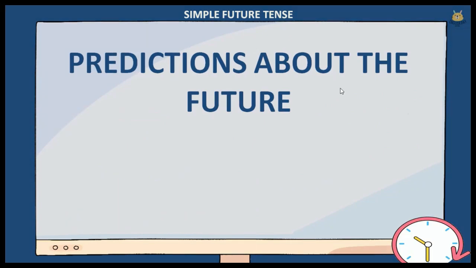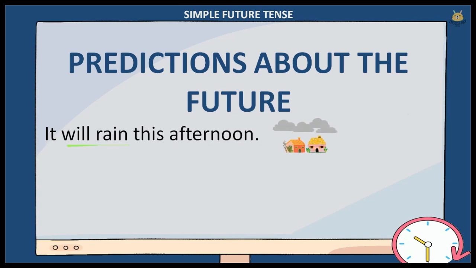And next, we can use the simple future tense to talk about predictions about the future. Let's have our first example. It will rain this afternoon. So when we make predictions, especially about weather, we have a basis. For example, it's still early in the morning, and it's expected to be sunny. However, instead of that, it's dark and cloudy. So we can say that it will rain in the afternoon.